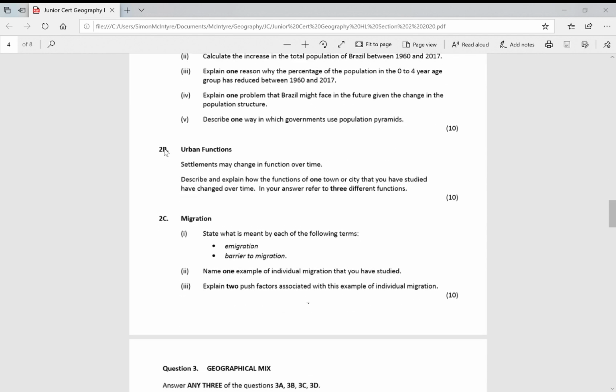2B, urban functions. Settlements may change in function over time. Describe and explain how the functions of one town or city that you have studied have changed over time. In your answer, refer to 3 different functions.